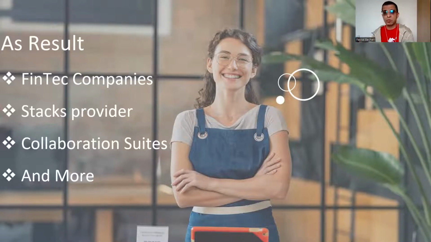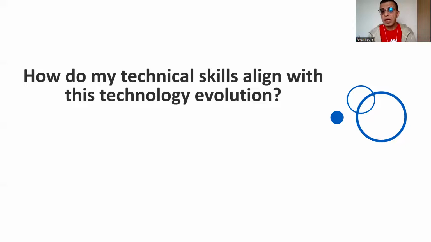So there is Zoom, there are other collaboration suites, there is D2L, there is Blackboard, all kinds of collaboration suites, and more and more. So the question comes in, how do my technical skills align with the technology evolution? Now, keep in mind, what we presented is kind of a front end. There is a back end also.